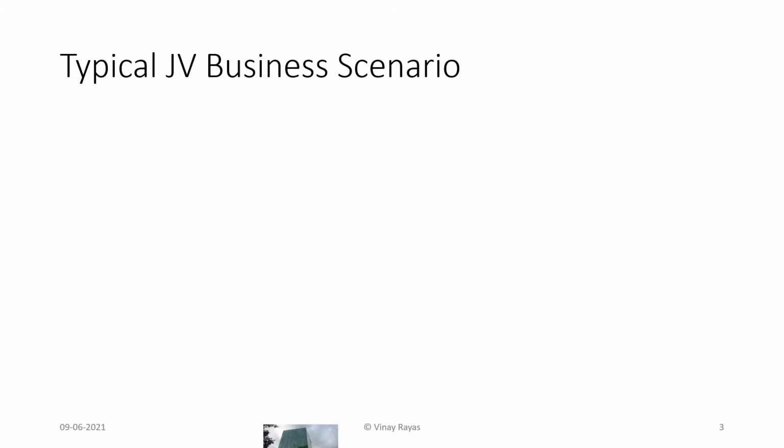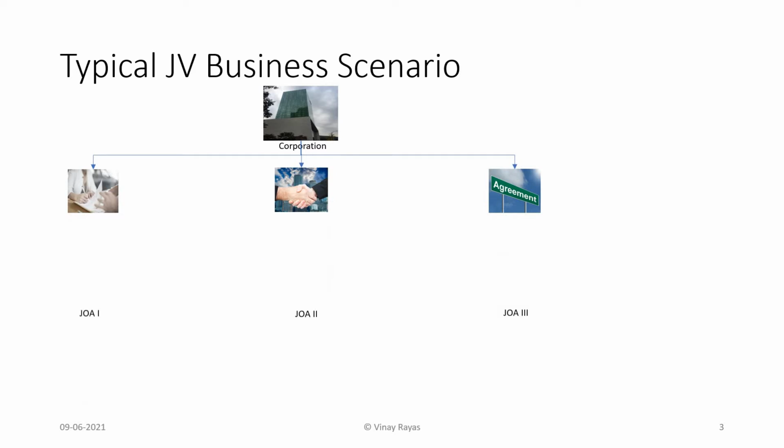Typically, as shown in this example here, a large corporation has several JOAs. The term JOA stands for Joint Operating Agreement, which is the underlying contractual framework of joint ventures. Joint ventures are commonly known as JVs. The JVs are formulated to jointly explore, develop, and exploit resources such as oil and gas, from leasehold properties.